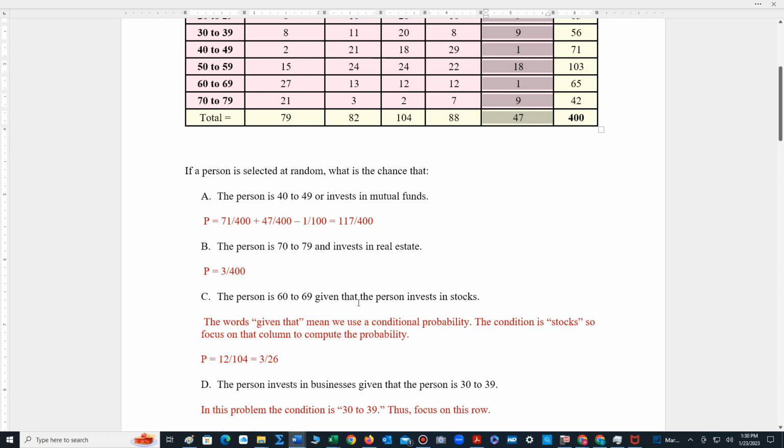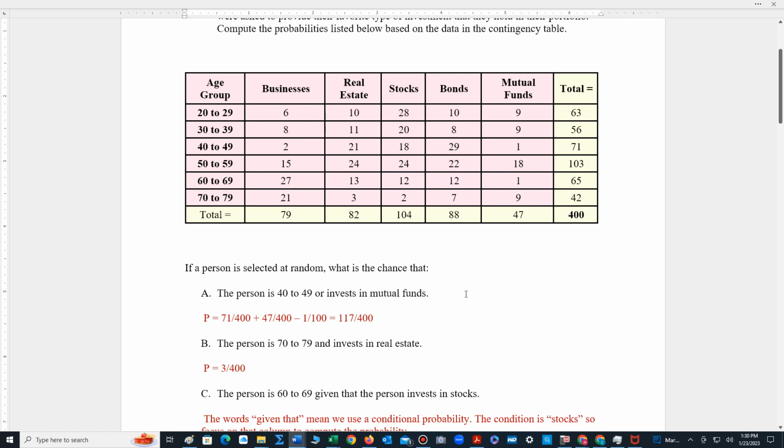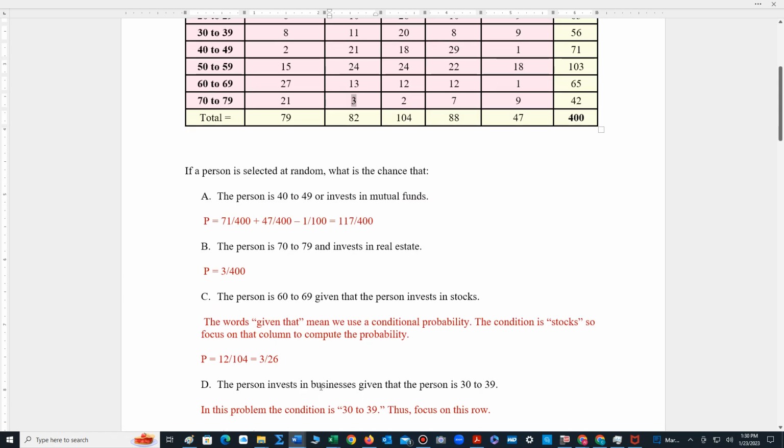For part B, it states that the person is 70 to 79 and, so doesn't mean or. And does not mean to add. And means you're looking for what's common to the two variables. And the other variable is invest in real estate. So we're looking for a person who's in this age range and invest in real estate. Well, if we look at that age range and real estate, there's 3. The answer is 3 out of 400.